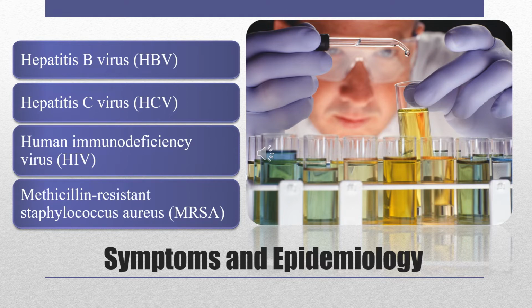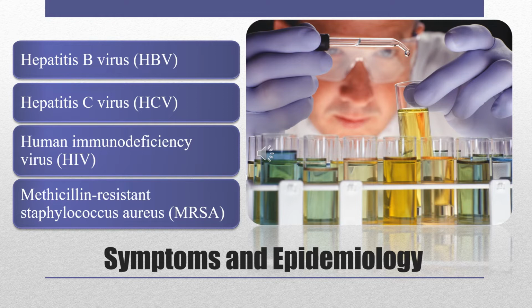Symptoms and epidemiology. There are many bloodborne diseases, and we're going to talk about a few. The first one, hepatitis B. We're all familiar with it and have learned it in the past. Again, this affects the liver, and there are over 5.7 million people in the United States that are affected by this. And these again are HBV and HCV. Some of the signs and symptoms are jaundice, fatigue, fever, loss of appetite, nausea, abdominal pain.